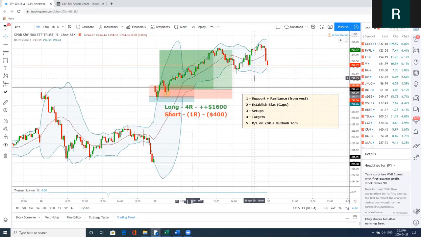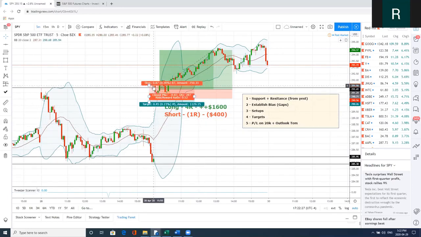Something very important to remember is even though the shorts lost today, they won yesterday. If you want to take a look at the previous video from yesterday, they won 4R. So losing 1R today is not a big deal, okay? Do not overthink things. Understand when certain levels are taken out, how that affects psychology and who is trapped.